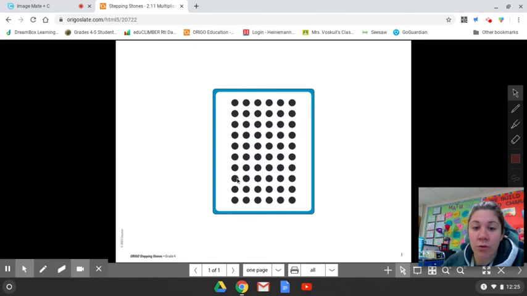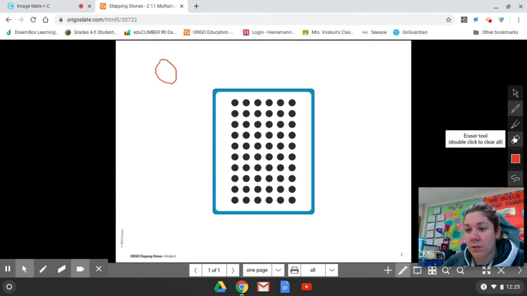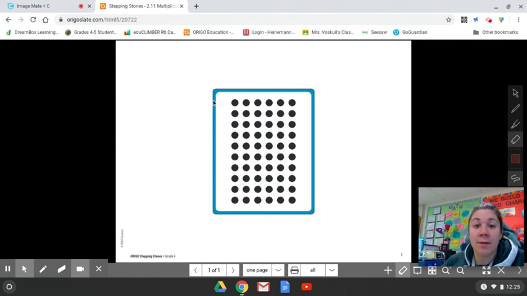We have 1, 2, 3, 4, 5, 6, 7, 8, 9, 10. 10 rows. You see this? They go across. And in each row is 1, 2, 3, 4, 5, 6. So my multiplication statement that I can write is 10, because it's 10 rows, times 6. 6 in each row, right? We all know 10 times 6 equals 60. We're going to be using this to help us solve 9 times 6.